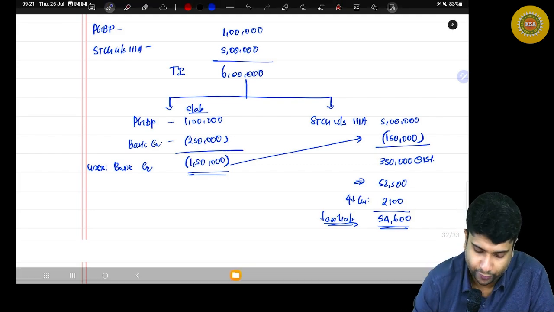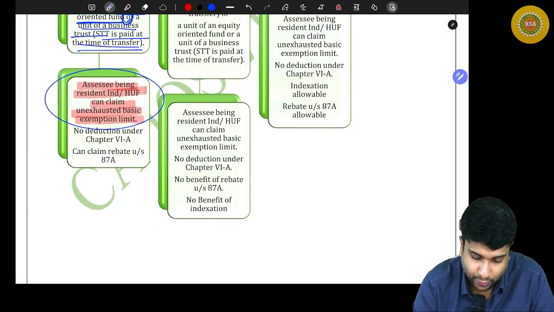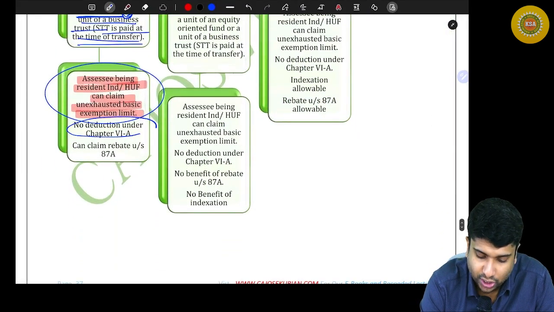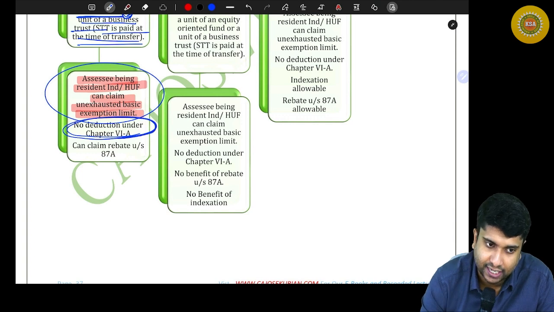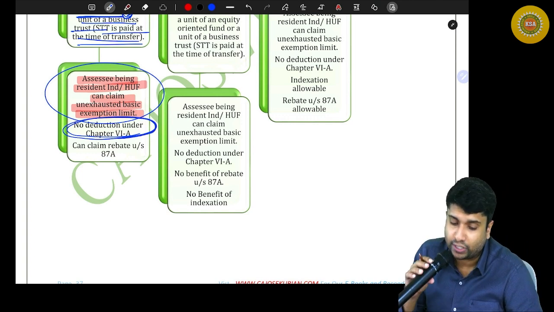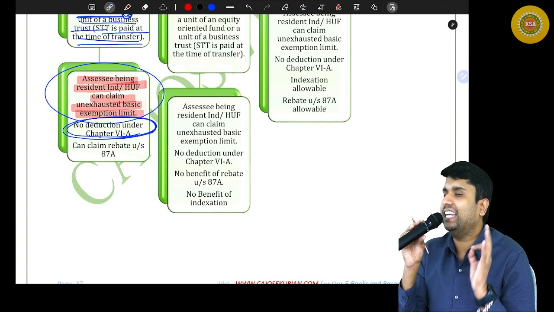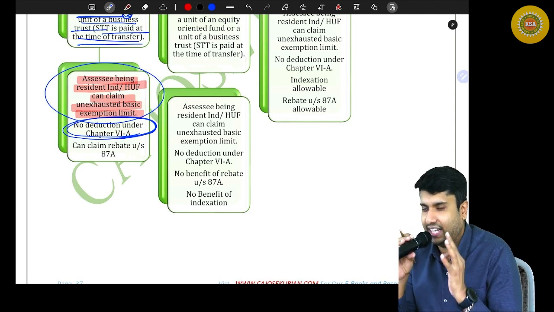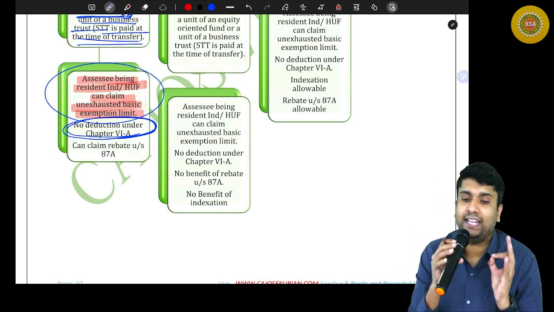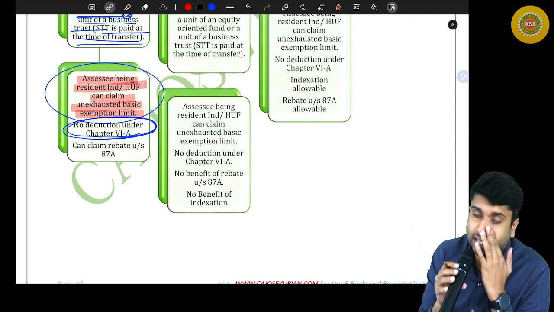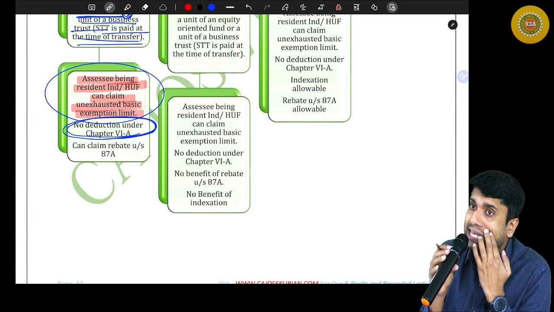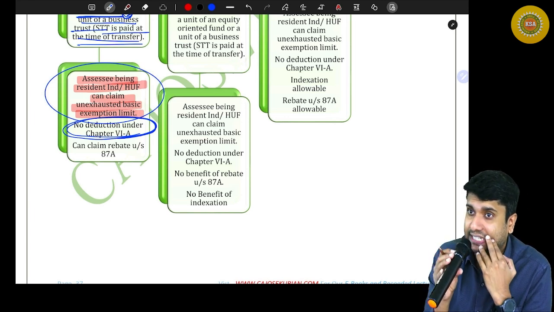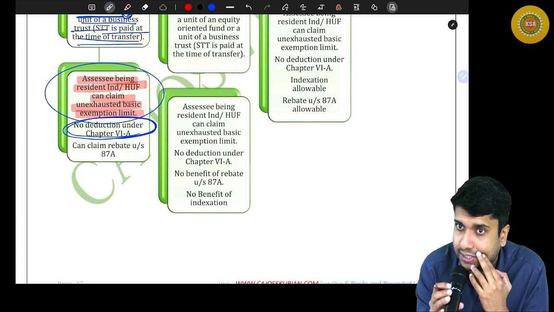So moving on with the next adjustment. Can you read the next adjustment? From short-term capital gain taxable under 111A, you cannot claim any Chapter 6A deduction. You cannot claim any Chapter 6A deduction from short-term capital gain taxable under 111A. It is restricted. Are you all here?